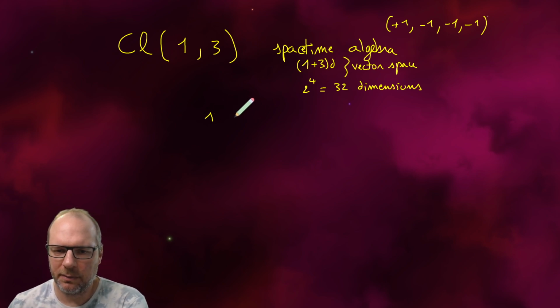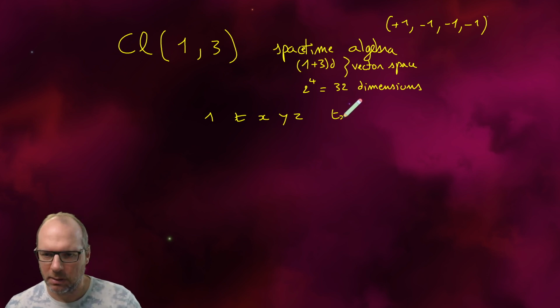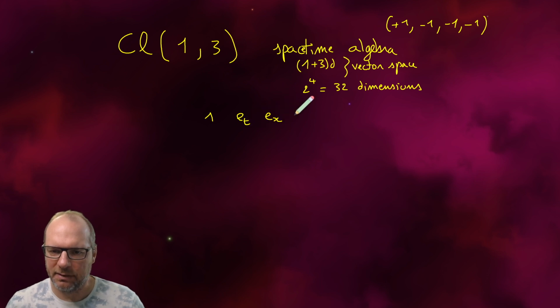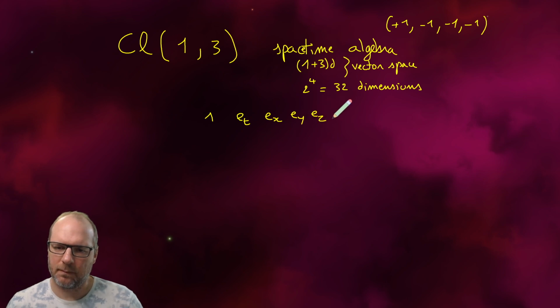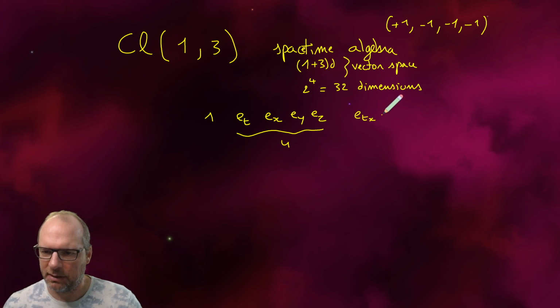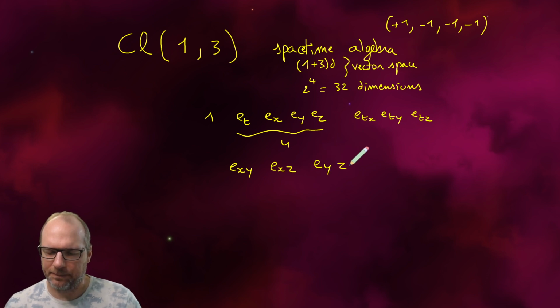We have the single number, time, x, y, z: e sub t, e sub x, e sub y, e sub z, or e sub t x, e sub t y, e sub t z, plus e sub x y, e sub x z, e sub y z. So we have 1, 2, 3, 4, 5, 6.